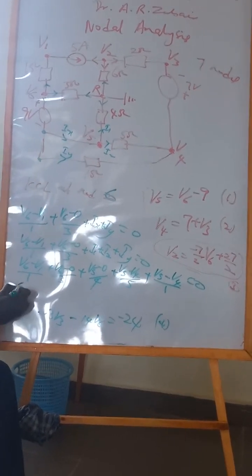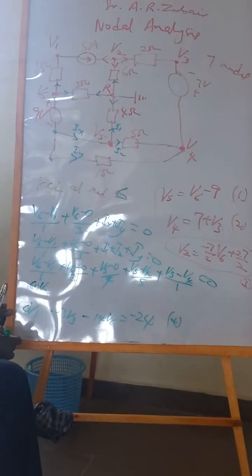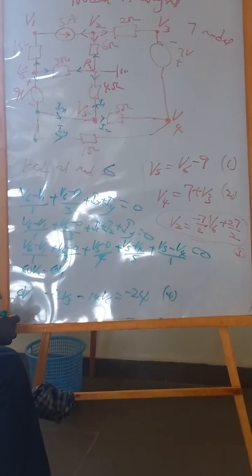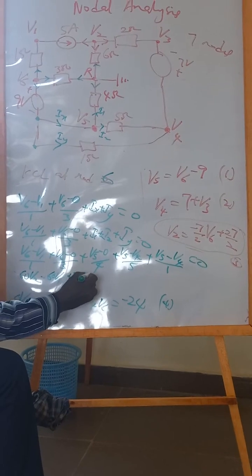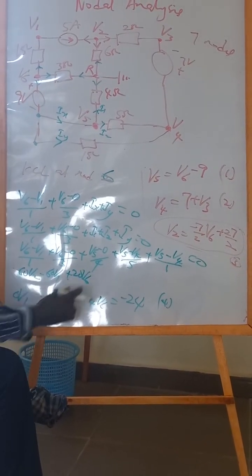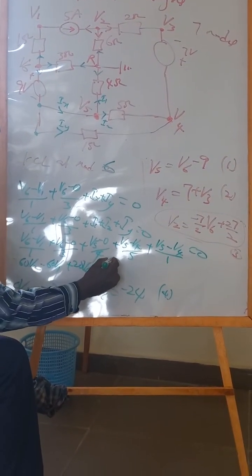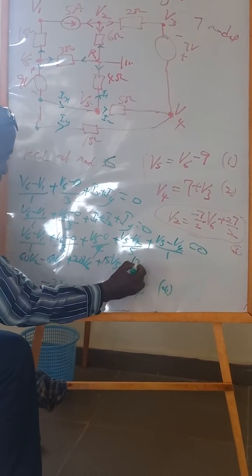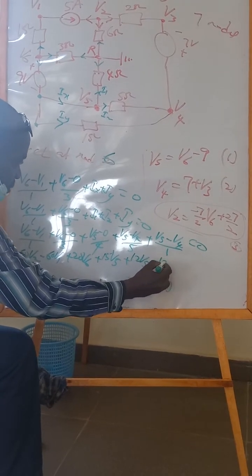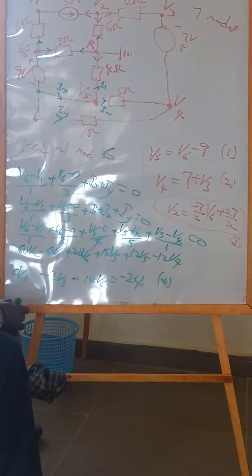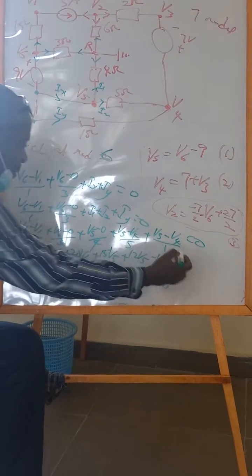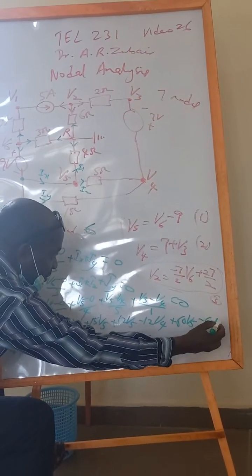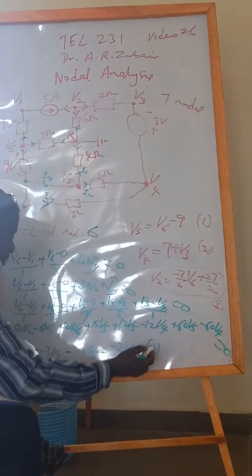This will be like 60 V2 minus 60 V1 plus 20 V6. This is 15 plus 15 V5. This is 12. Plus 12 V5 minus 12 V4, plus 60 V5 minus 60 V4 equals 0.